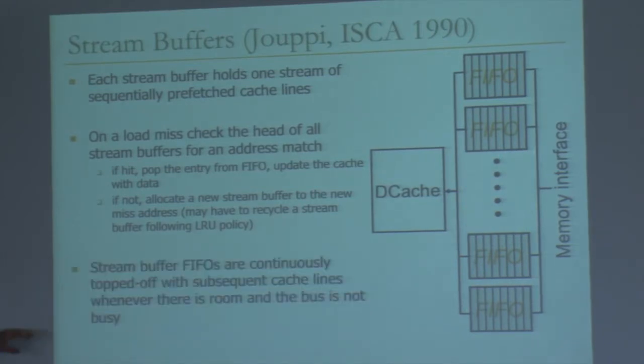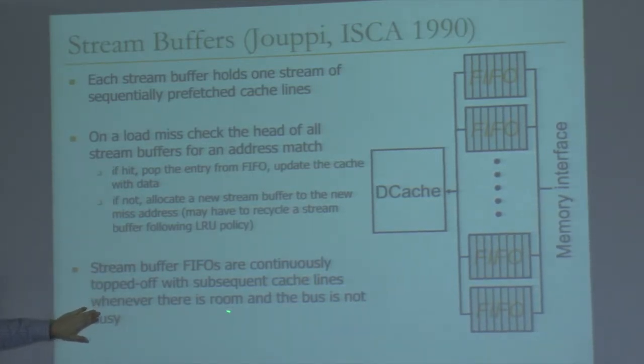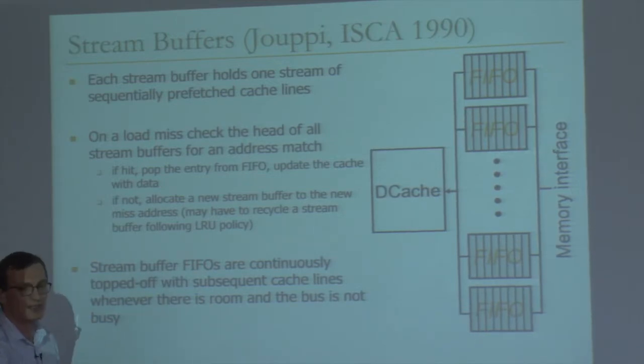Once you pop off an address and data, a cache block, from the stream buffer, it now demands the next address. Let's say you popped off address A. The stream buffer demands address A plus 8 from memory. That way, you keep the stream buffer full. That subsequent cache line is fetched when there's room in the stream buffer and the bus is not busy. Make sense? So if you have 8 arrays and 8 of these stream buffers, this is a beautiful architecture to add those 8 arrays together. Again, it works for access patterns that fit this structure, which is streaming with a stride of 1.